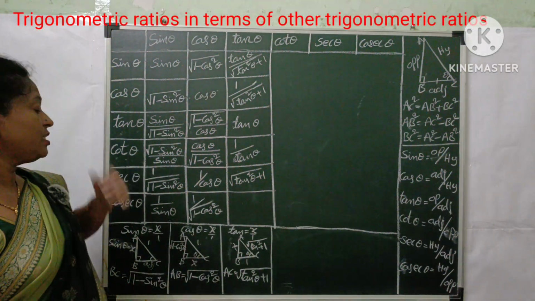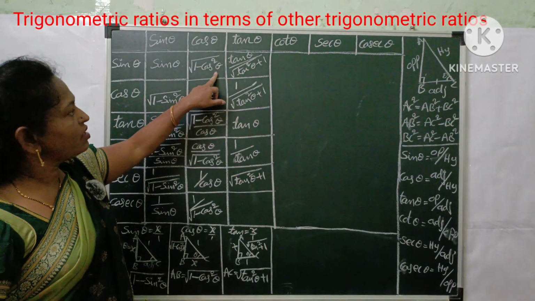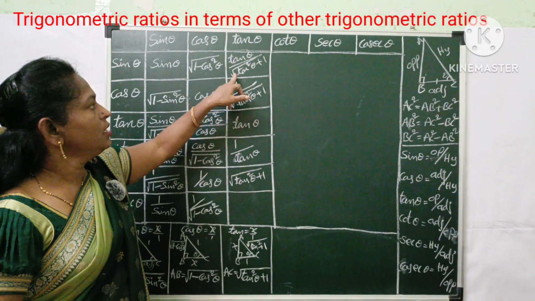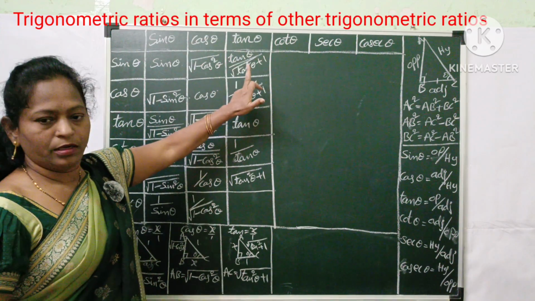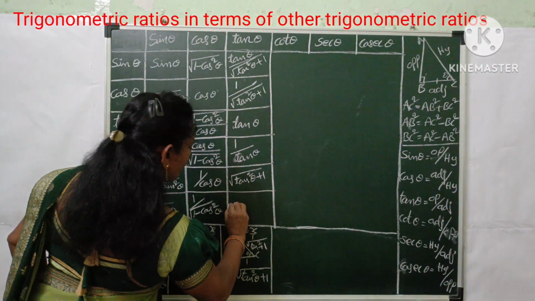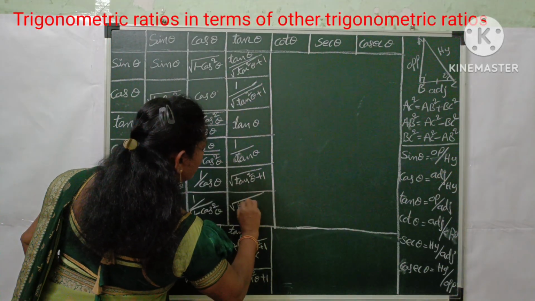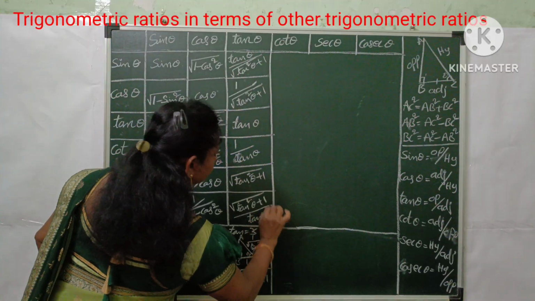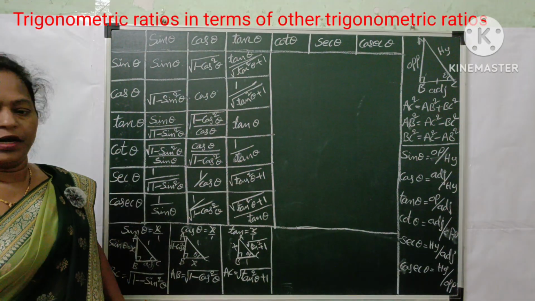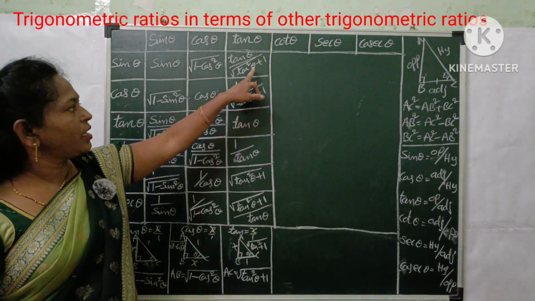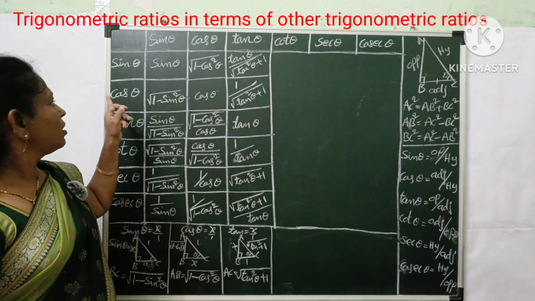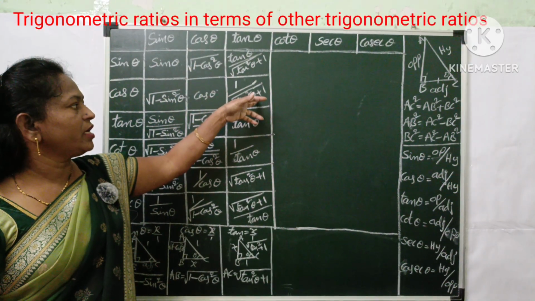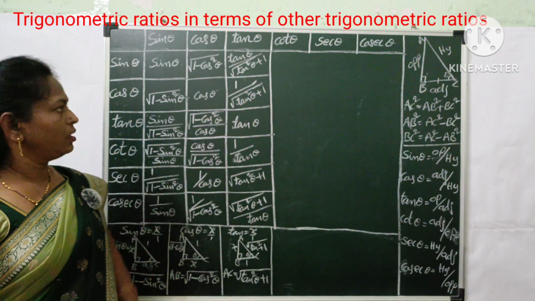Cosecant. Cosecant means a reciprocal of sine. Reciprocal of sine: here, tan theta by square root of tan square theta plus 1. Its reciprocal is square root of tan square theta plus 1 by tan theta. Clear? These are the ratios in terms of tan. Sin in terms of tan is tan theta by square root of tan square theta plus 1. Cos theta in terms of tan is 1 by square root of tan square theta plus 1. Likewise the remaining. Right. Next one.